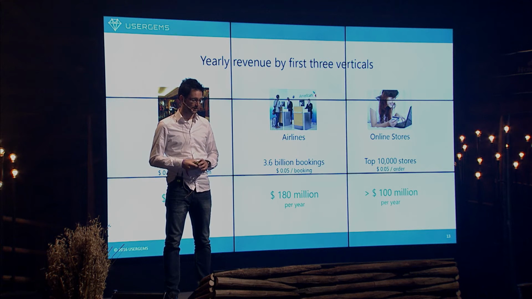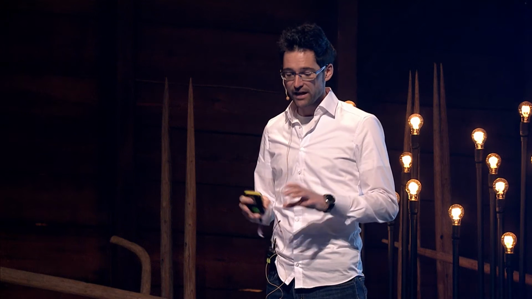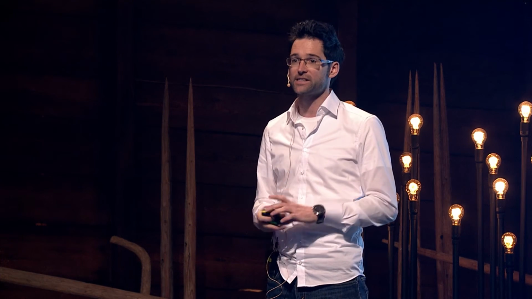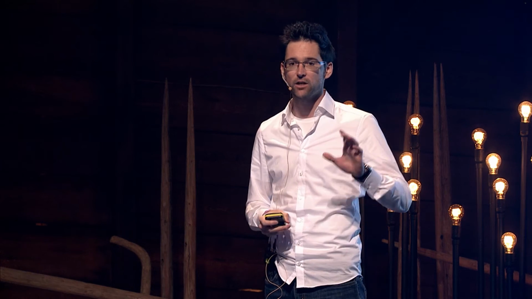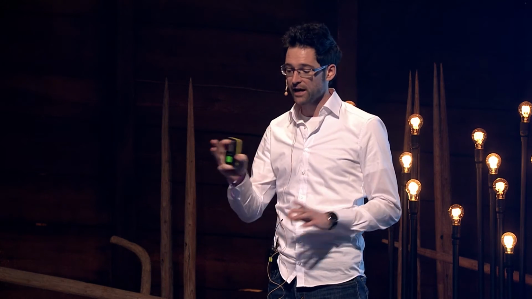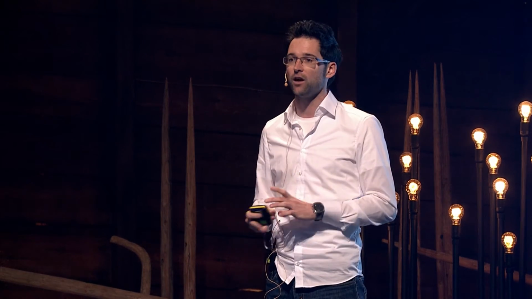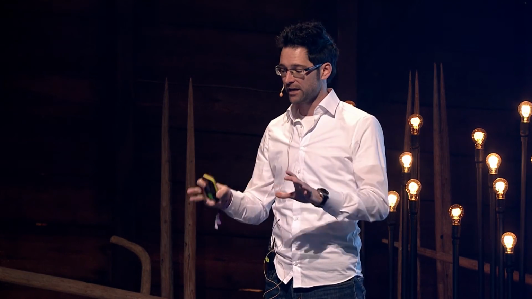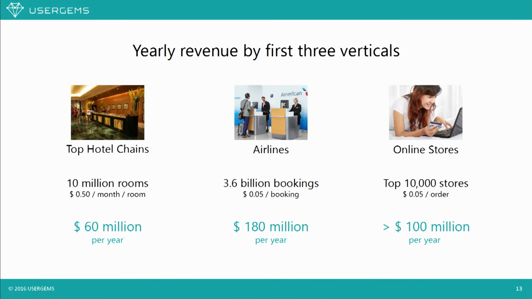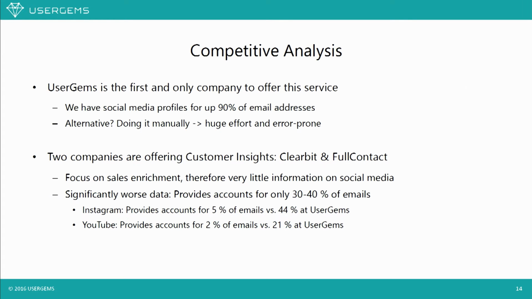But just focusing on the verticals that we are working with, hotel chains, airlines, and online stores, there's a huge revenue potential for us. For the top hotel chains, there are 10 million rooms. Each room, we charge 50 cents per month, and this alone is 60 million per year. Airlines, 3.6 billion bookings. They want to know more about their users. That's a lot of potential revenue for us. And even just focusing on the top 10,000 online stores, there's a lot of money for us to make based on providing them information about their users.